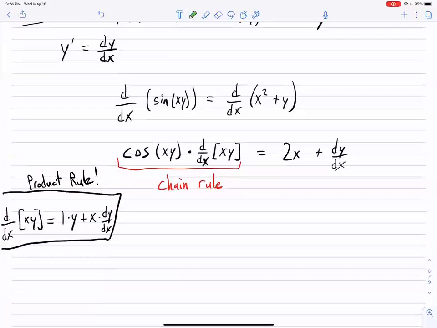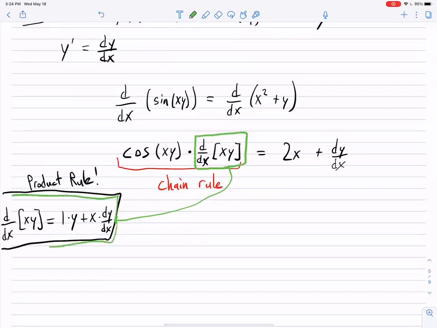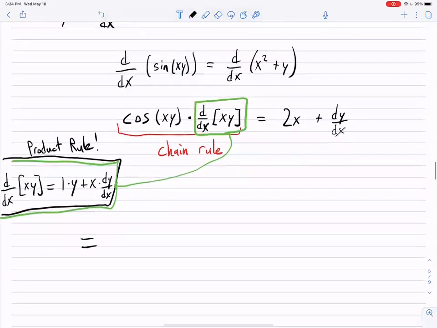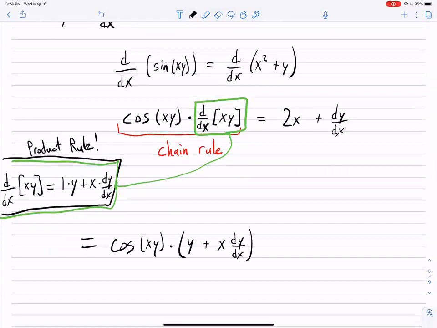Plug this in right here. All right, maybe I'll even make that box green. So we're going to plug that in right there. And so the final answer is we get that this is equal to cosine of x y times, in parentheses, y plus x times dy dx. And then is equal to 2x plus dy dx.